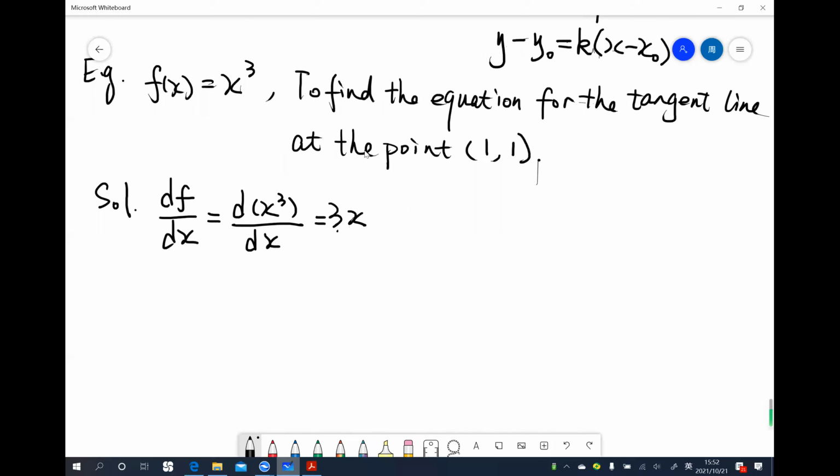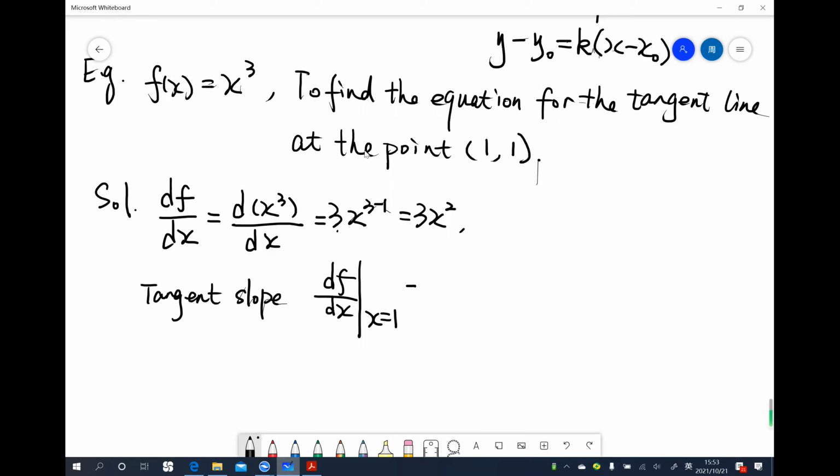times x power 3 minus 1. So here, that is 3x squared. And then we know the tangent slope. Tangent slope here, that is the derivative at the point x equals to 1. So we substitute x equals to 1 into this function. So that equals to 3. So we know the tangent slope is 3.